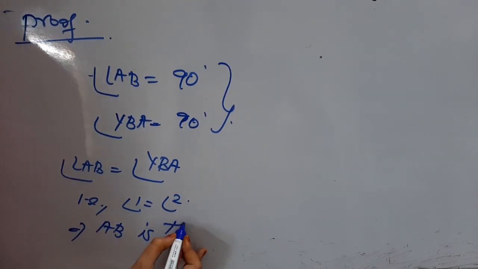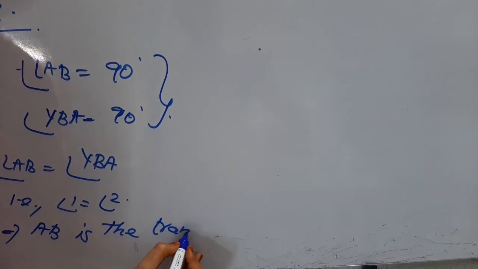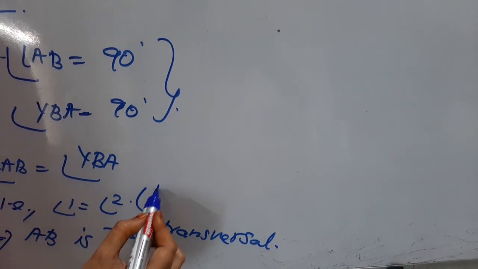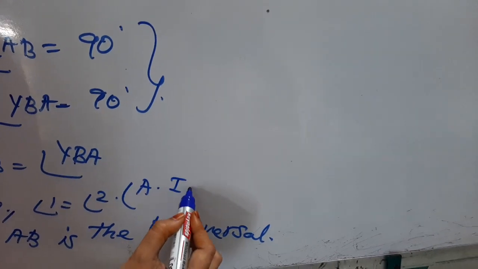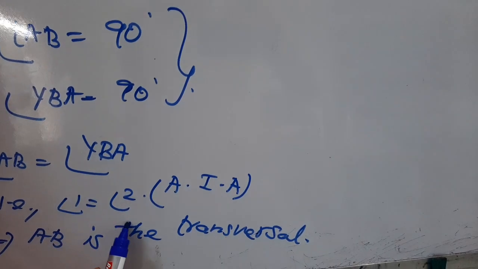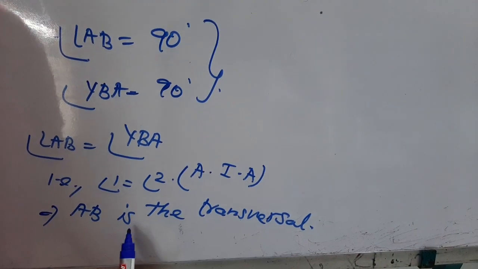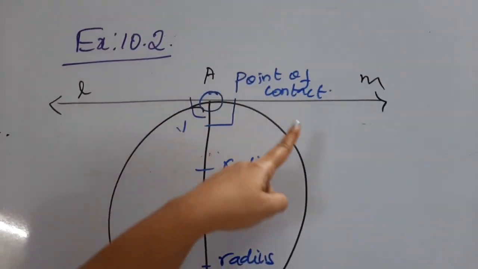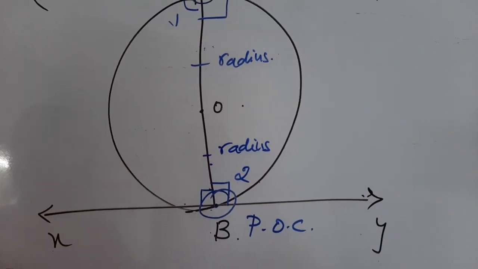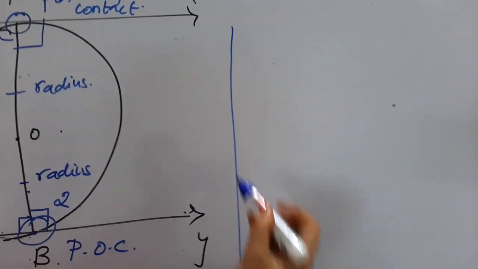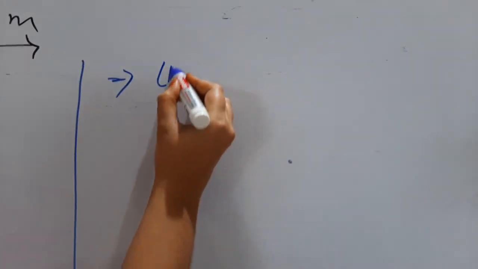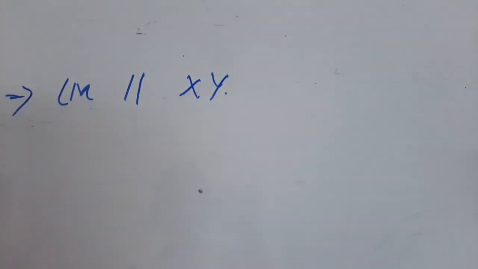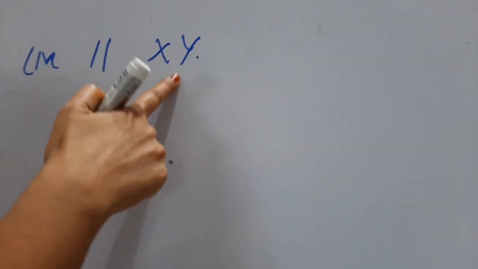AB is the transversal. How can I say that AB is a transversal? Because these two angles are equal. These two angles are alternate interior angles. What are these two angles? Alternate interior angles. Therefore, AB is a transversal. If AB is a transversal, see your diagram and tell me what LM and XY are. LM is parallel to XY. Since AB is the transversal, LM is parallel to XY.